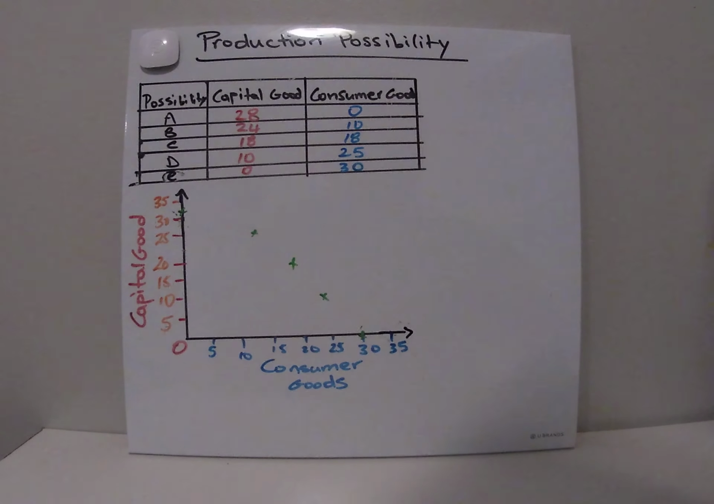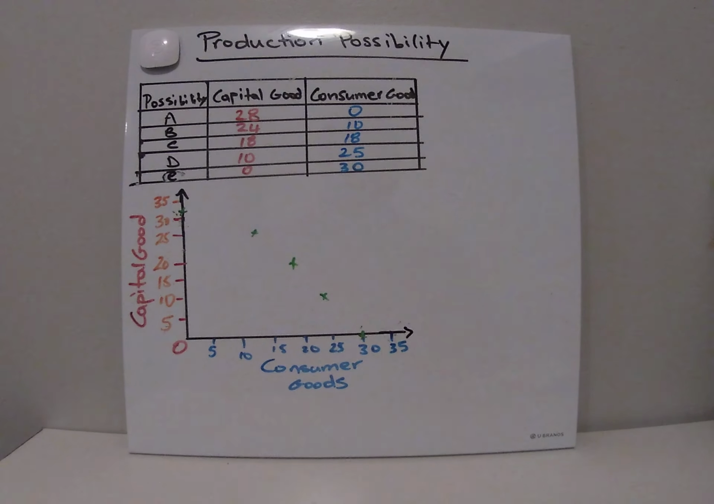All right, so today we're gonna talk about production possibility and the production possibility curve. The production possibility curve is an abstract curve used to demonstrate an economy's production capacity from a given number of resources available within that particular economy. As you see here, we have two goods, which are capital goods and consumer goods.